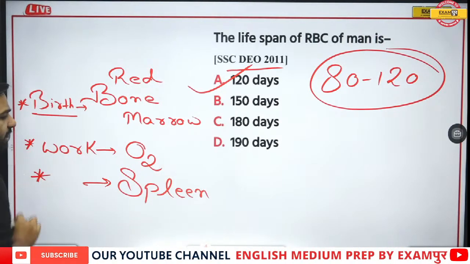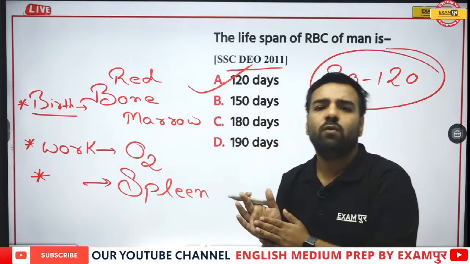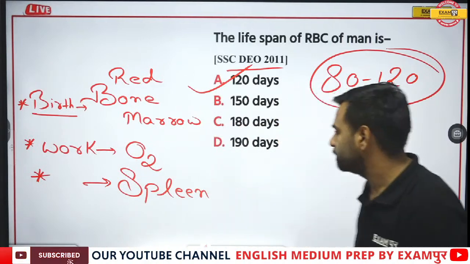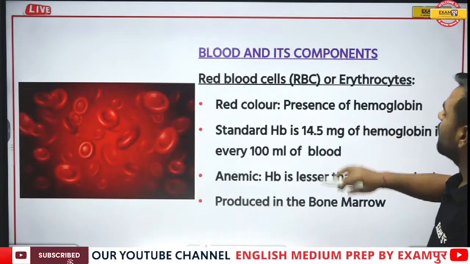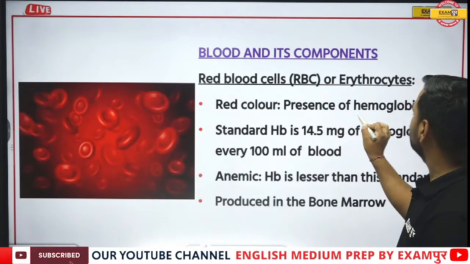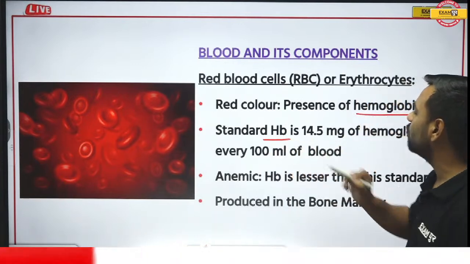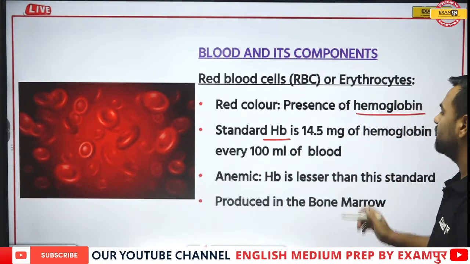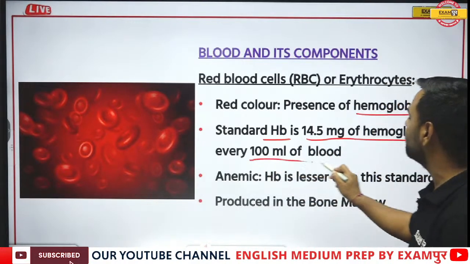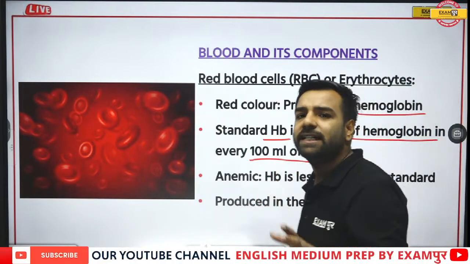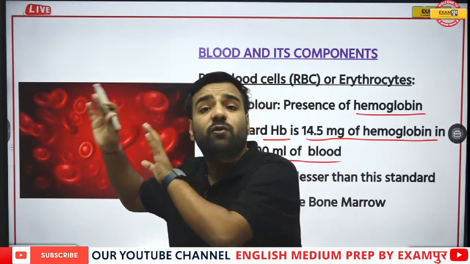Apart from that, we have already discussed its average lifespan is 120 days for the men. Now, these are the important things. Moving forward, if I talk about RBC more, it is red in color because of the presence of hemoglobin. Apart from that, the standard hemoglobin count, which Ankit was asking about, is 14.5 milligrams of hemoglobin in every 100 ml of blood. But this is for males. For females, its value is 12. For females, 12. For males, 14.5.